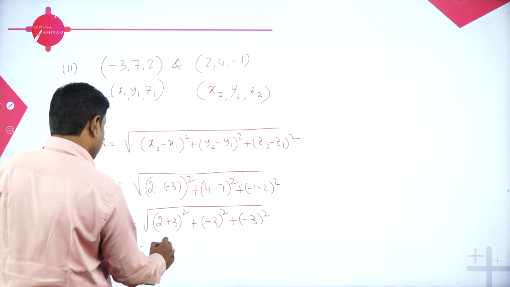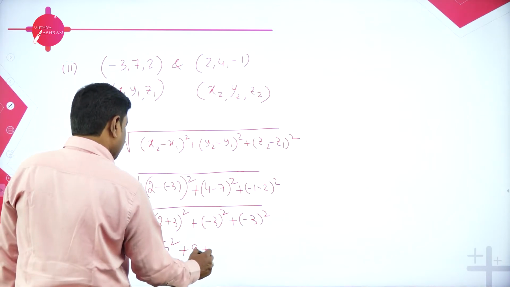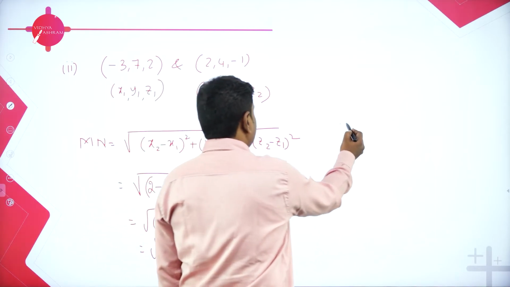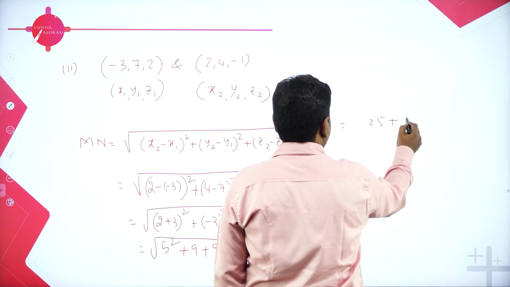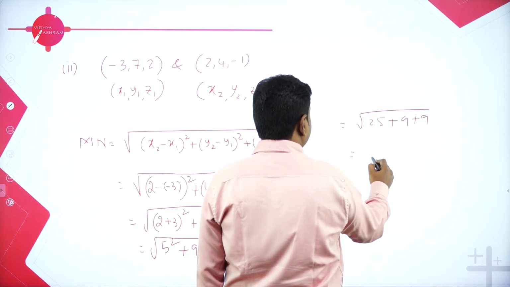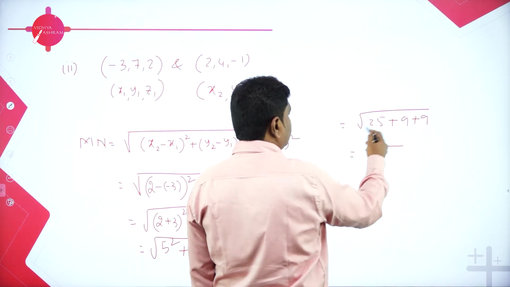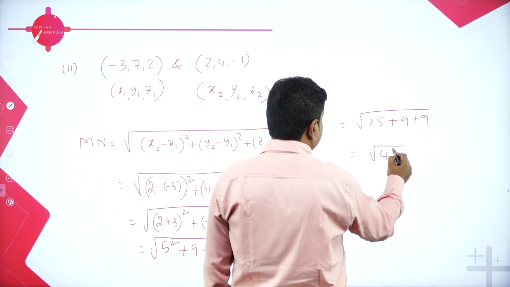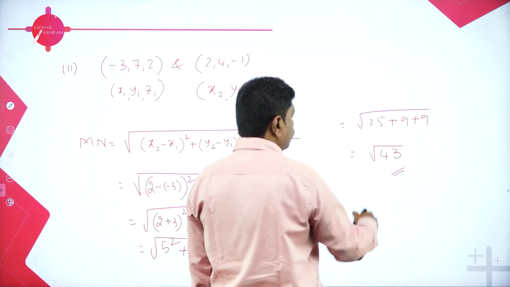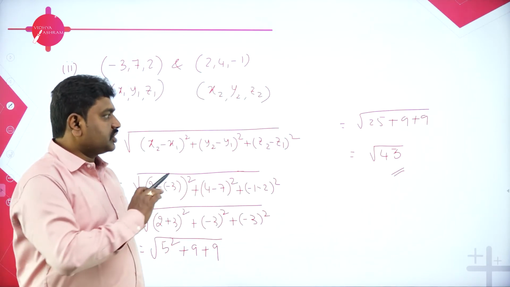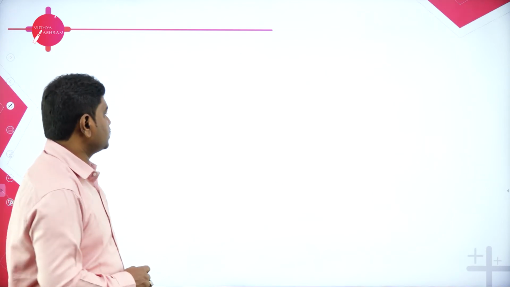So now 5 square plus 9 plus 9. Minus, when you square it will become plus. So that is root of 25 plus 9 plus 9, 34, 34 plus 9, 43. Root 43 units. I hope all of you understood this. So we just applied the distance formula to find the distance between them.